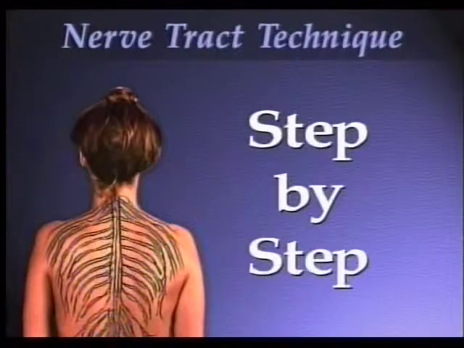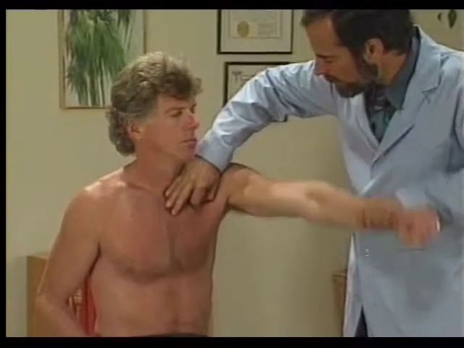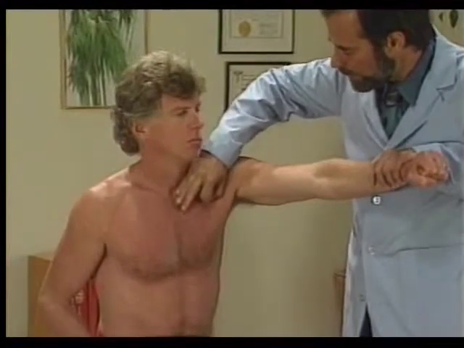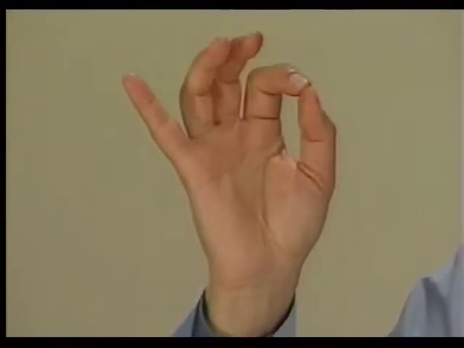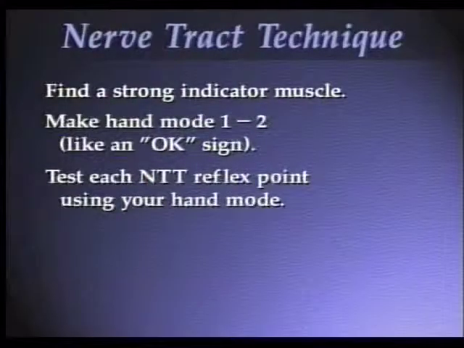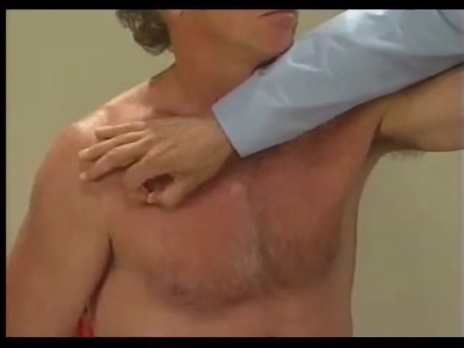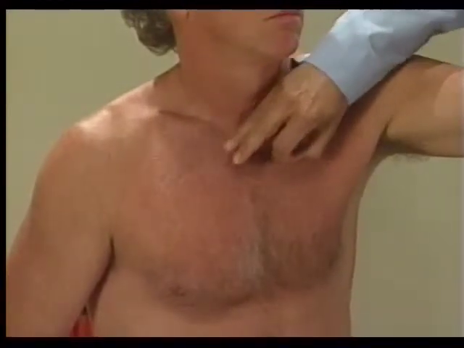These are the steps for the nerve tract technique. First, find a strong indicator muscle. You'll use this to muscle test the nerve tract reflex points. Now make a hand mode like an OK sign, touching the first phalanx to the second phalanx. Next, you'll test your patient by touching your fingers in the hand mode position to specific points and muscle testing the arm. Test medial and lateral to the nipple line on both the right and left sides of the chest.